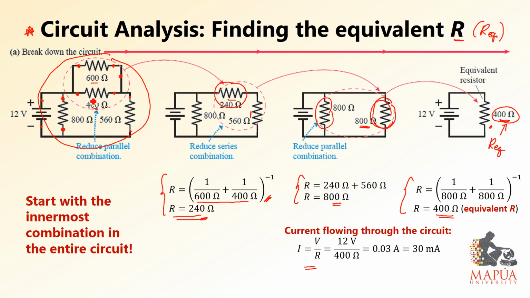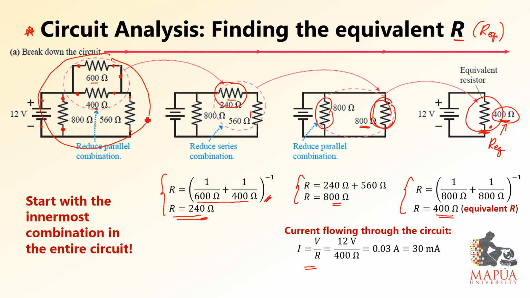So again, when you're going to analyze a circuit, you start with the innermost combination of the entire circuit. In this case, as a review, we started with the reduction of this parallel combination, making this equivalent resistor, and this resistor is now in series with this resistor, and therefore we combine them as a series combination, producing this resistor, and then this and this resistor are both parallel to each other, thereby producing this equivalent resistor.